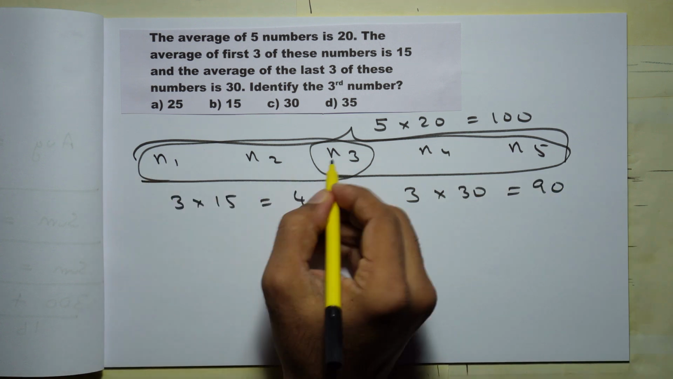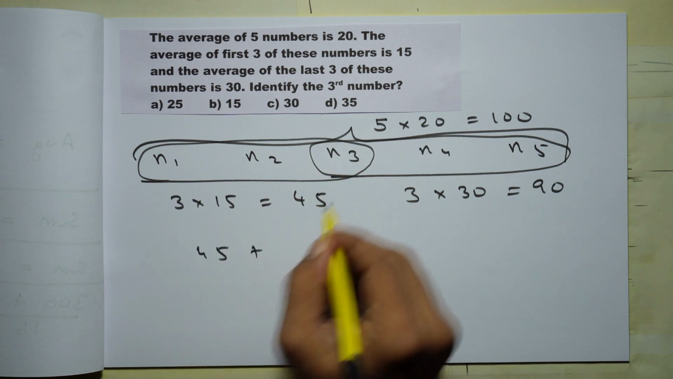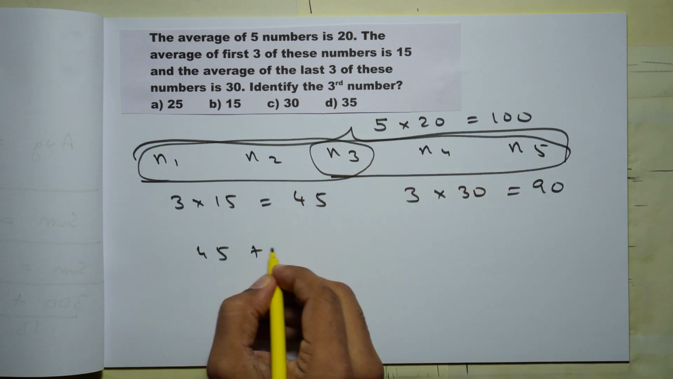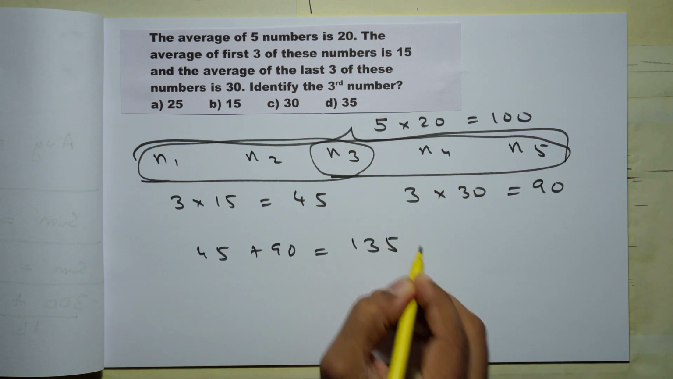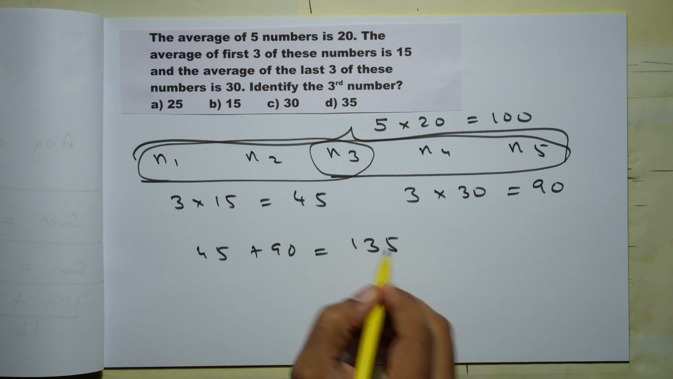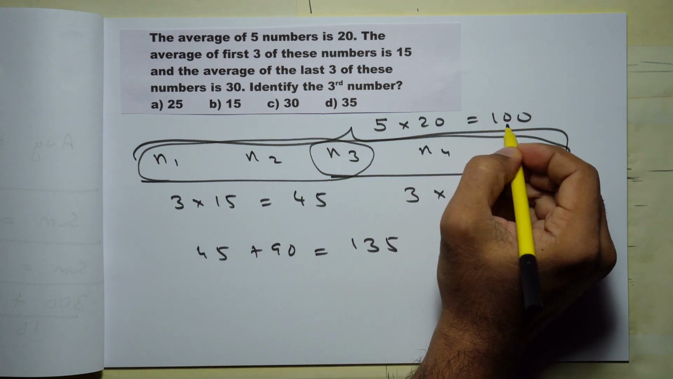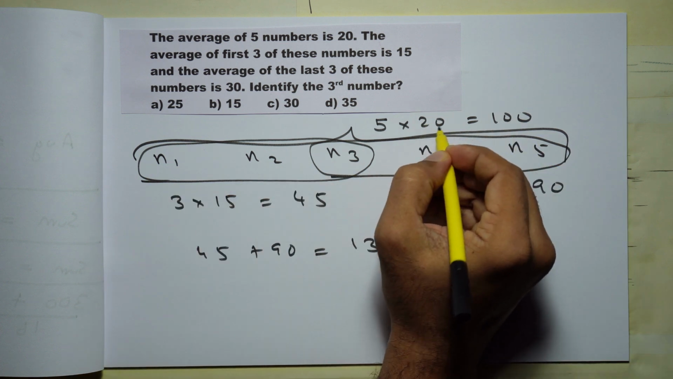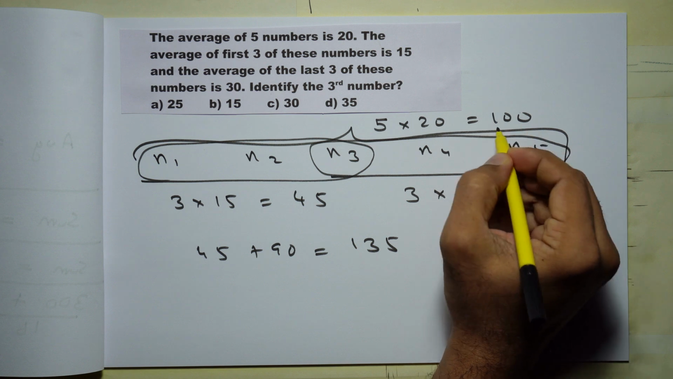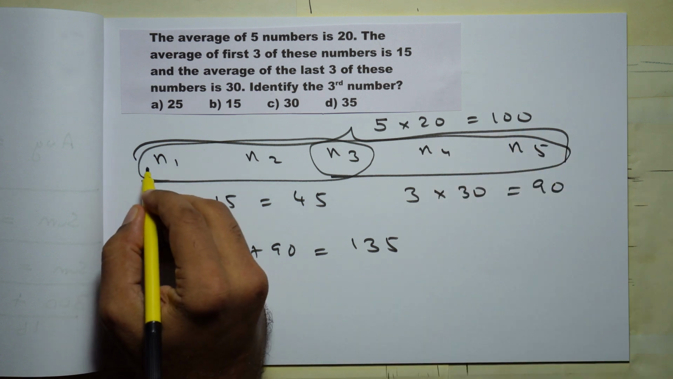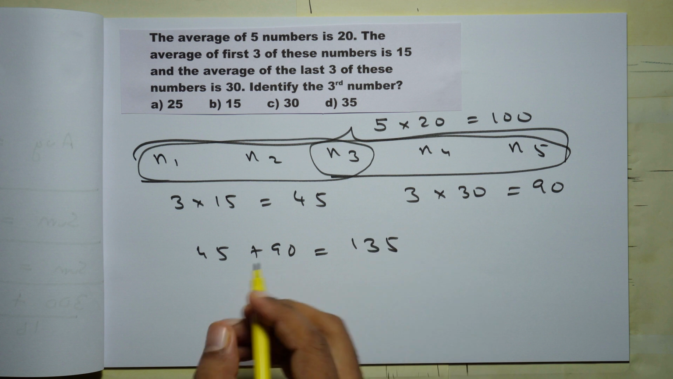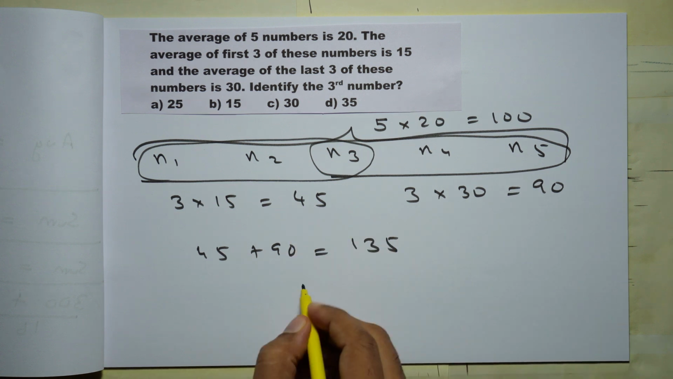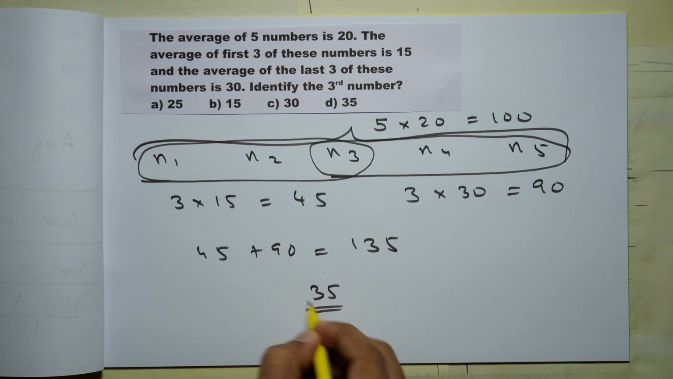Now if you add up the first 3 and the last 3, the total will be 45 plus 90, so you will get 135. Now that you can see is 35 more than their actual sum. Their actual sum is only 5 numbers into their average 20, which is 100. But if you add up the first 3 and the last 3, their total sum is 45 plus 90, which is 135. So you can see that the sum is 35 more.